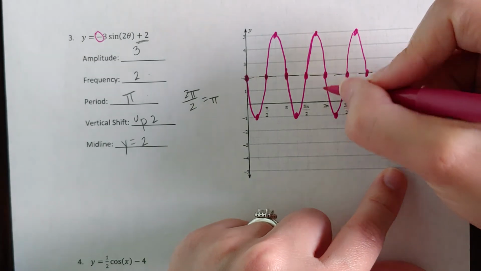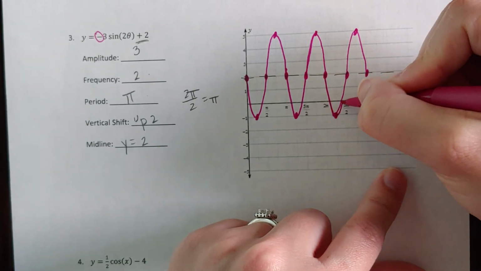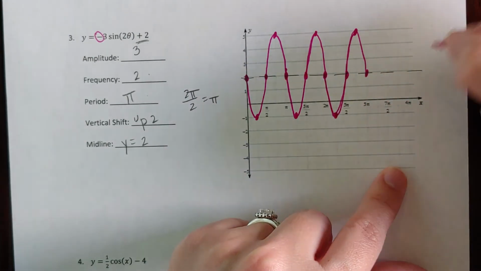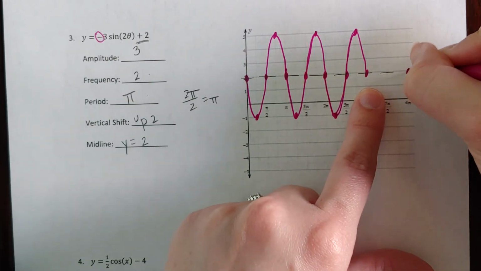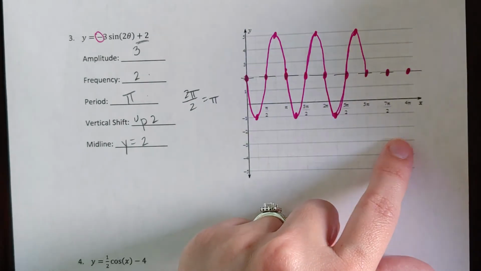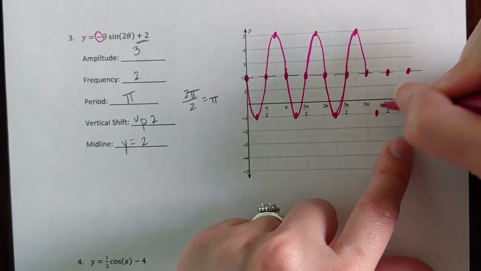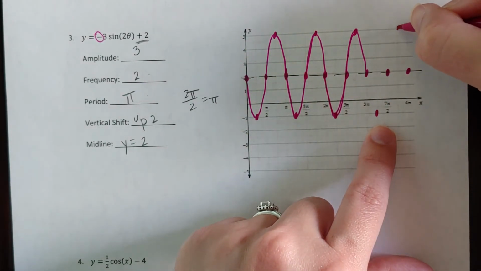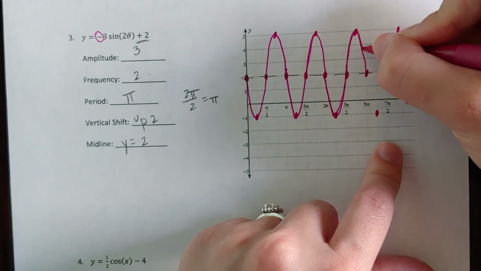Oh, I had a little too much curve right there. Okay, and then the last one is going to start at 3 pi and end at 4 pi. It's going to cross in the middle at 7 pi over 2. In between those points, it's down at -1. In between these points, it's up at 5.